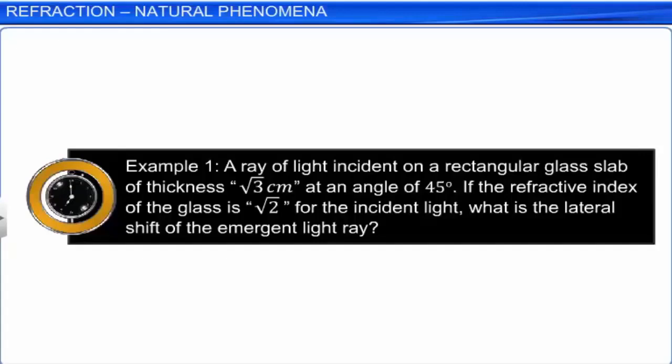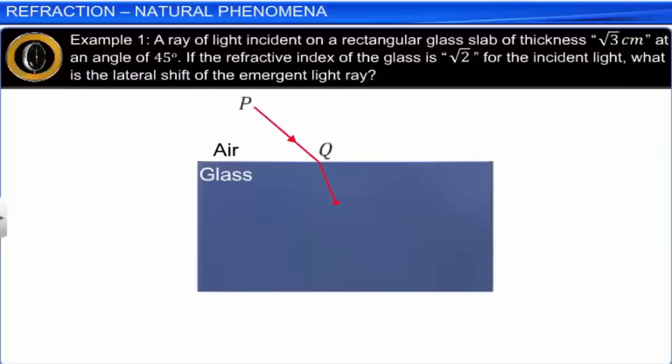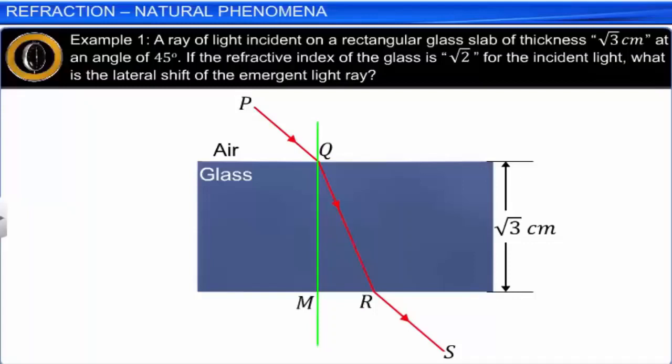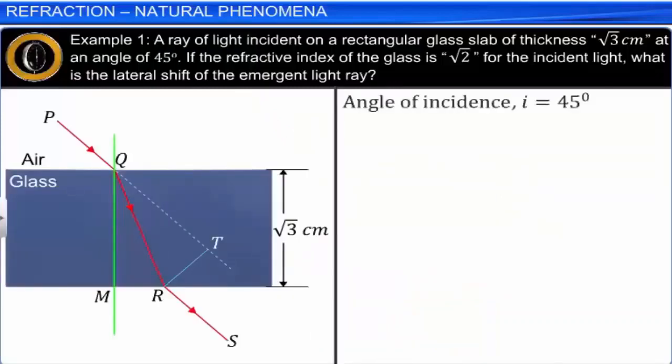Let PQ be a ray of light incident on a glass slab of thickness √3 units. RS represents the emergent ray. QM is the normal to the surface at Q, and PQT represents the path of the incident ray if there were no glass slab. RT represents the lateral shift of the light ray. Given that the angle of incidence I is equal to 45 degrees and the refractive index of the medium is √2.